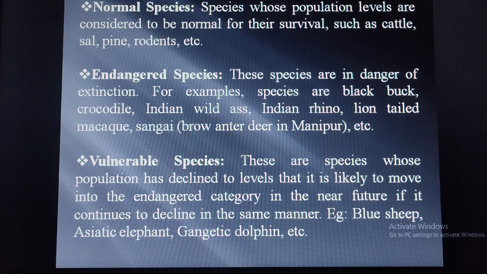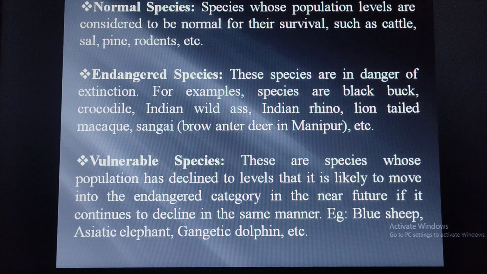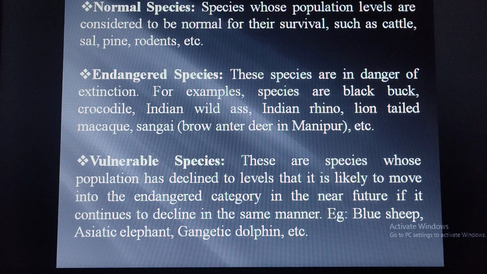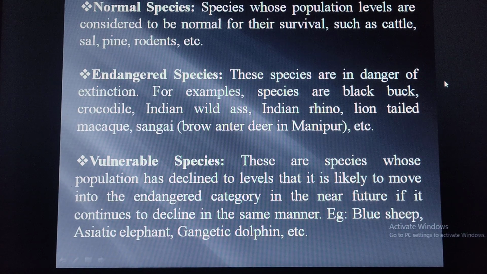Next, we are going to learn about endangered species. What are endangered species? The endangered species are the species which are in danger of extinction. They are on the verge of extinction. For example, species like blackbuck, crocodile, Indian wild ass, Indian rhino, lion-tailed macaque, Sangai, that is brow-antlered deer in Manipur. These are on the verge of extinction. So these come under endangered species.